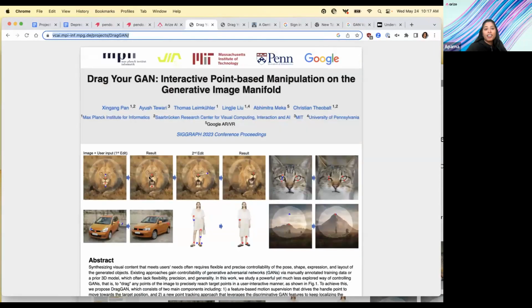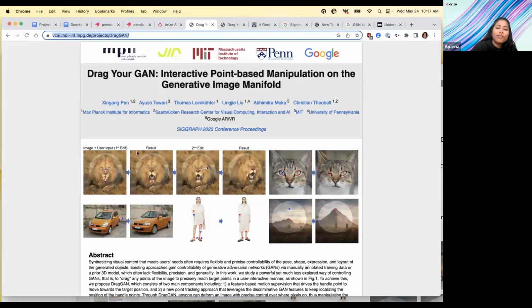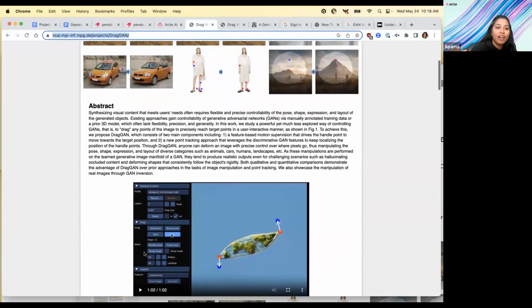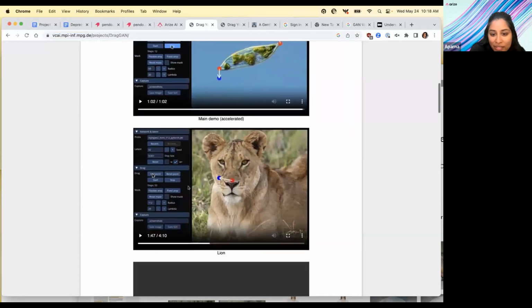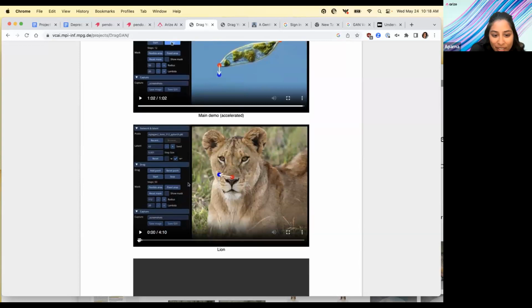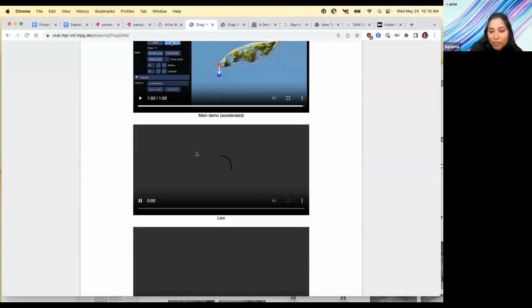So first things first, this is DragGAN. This was the first time that they brought together interactive, point-based manipulation, so being able to actually interact with the GANs and manipulate the image, which was the novel concept behind it. What I thought we'd do is just start with some videos so you guys can all see what's possible.